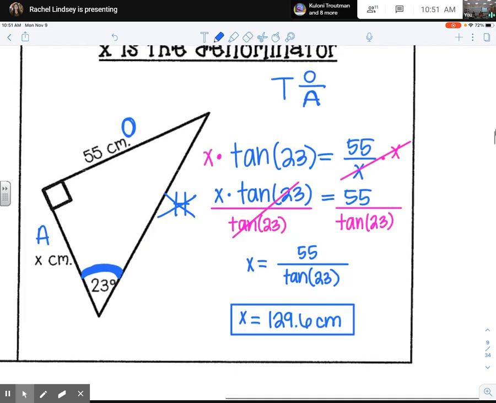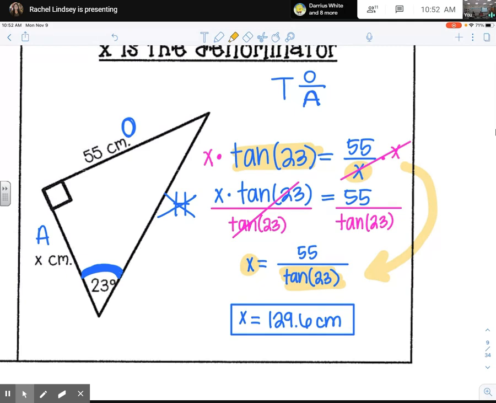So I want you to look at something real quick. What do you notice about this tangent of 23 and this x from the first one to this one? What happened to them? They got flipped. They just switched places, right? That's all you have to do. You do not have to show that middle part, so you can skip it. All you have to do is just switch the place of the x and the tan 23.